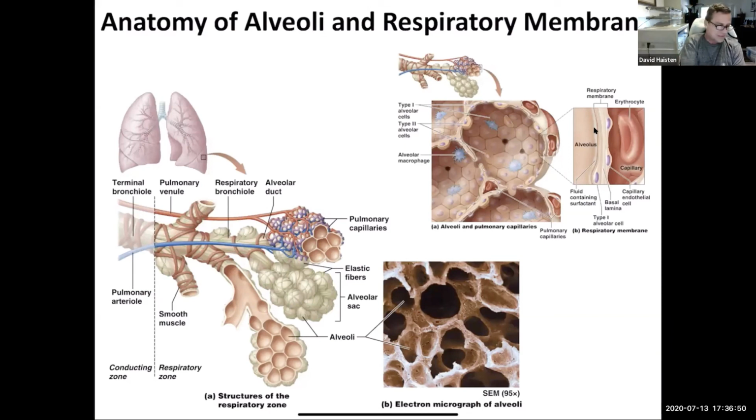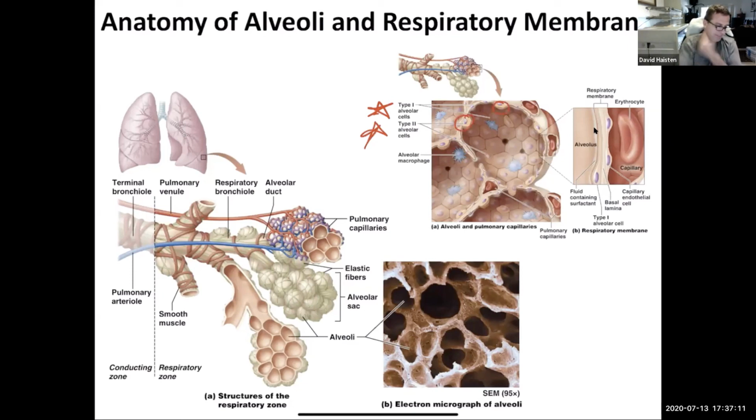Okay, so here's the two kinds, type 1 and type 2. Type 1, squamous, diffusion. Type 2, the surfactant. So there's a few cuboidal cells. Here you see them right there.